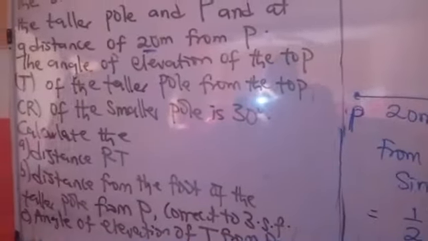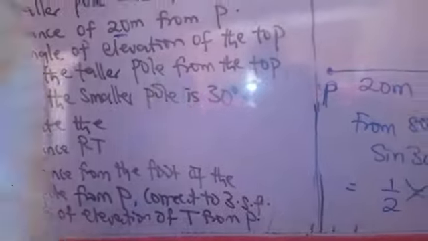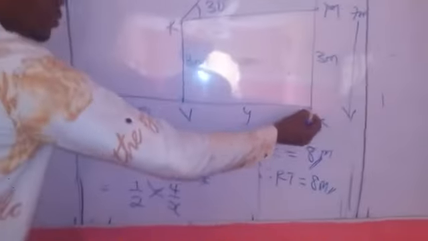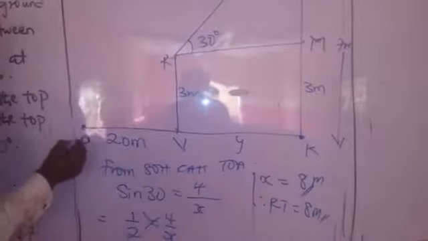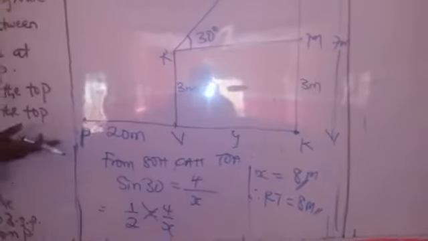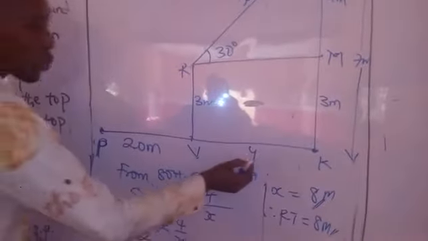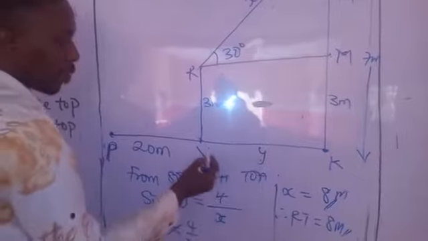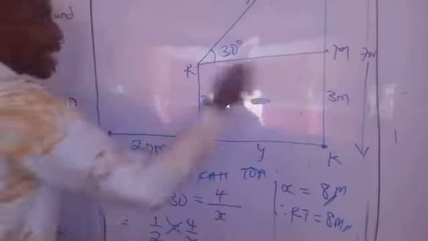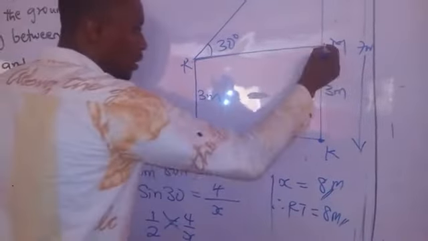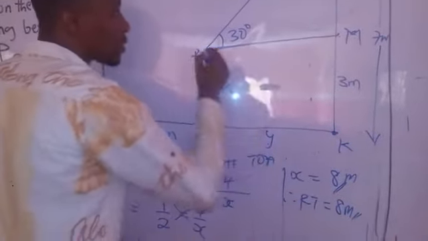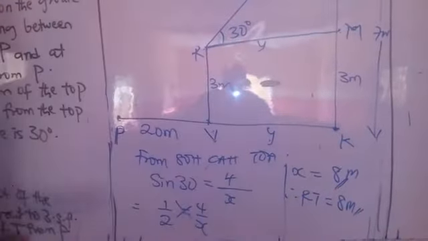The second question says, find the distance of the foot of the taller pole from P. So they want us to find, this is the foot of the taller pole, this is P. They want us to find all this distance. Remember, we have 20, but we don't have Y. But VK is the same thing as RM. You can see this is a square now. The distance from here to here is the same thing. So let's call here also Y.